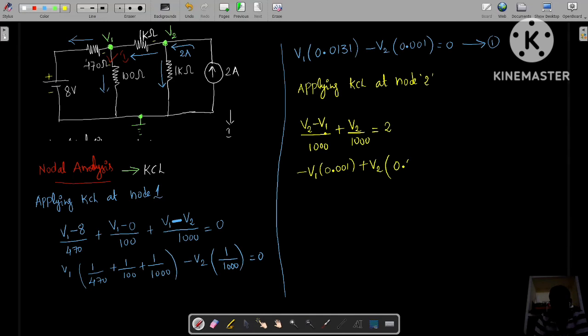2 by 1000 is 0.002, which is equal to 2. So this is the equation 2. Okay, now what do we need to do?